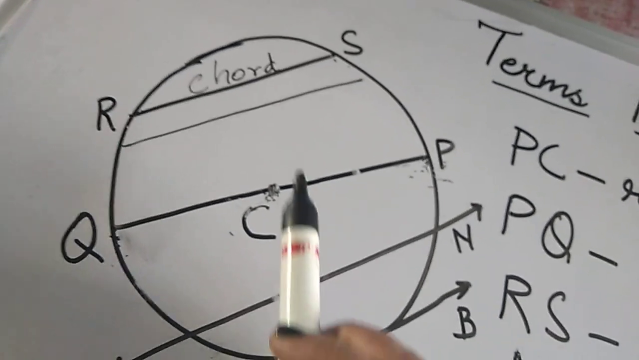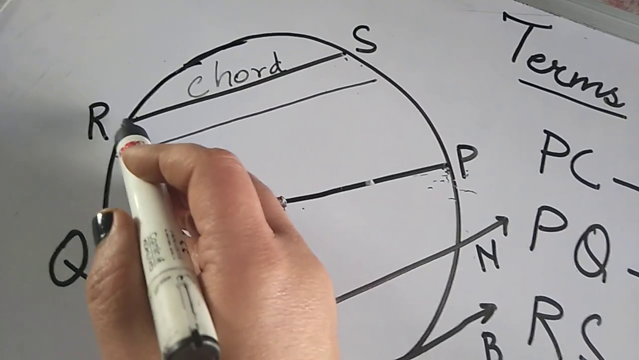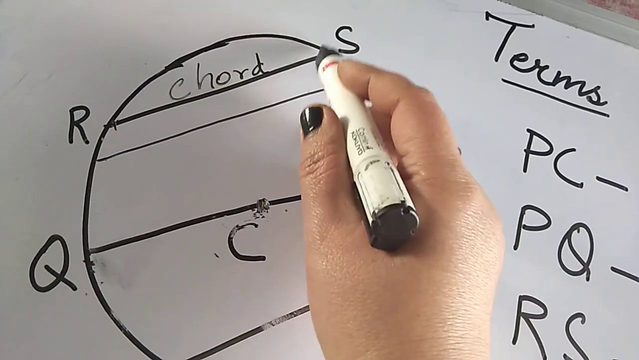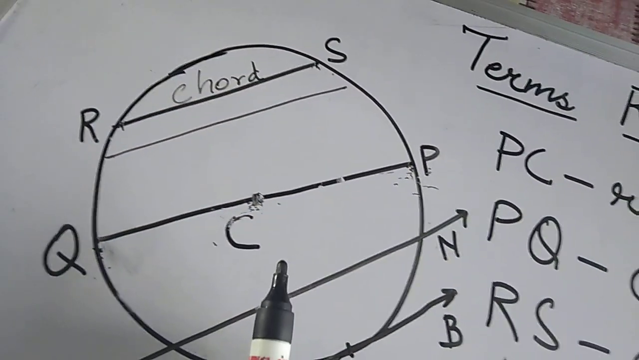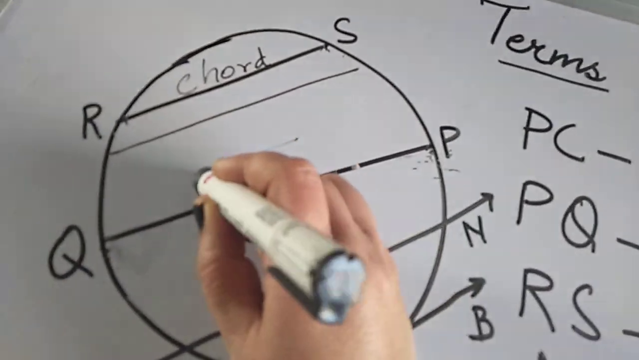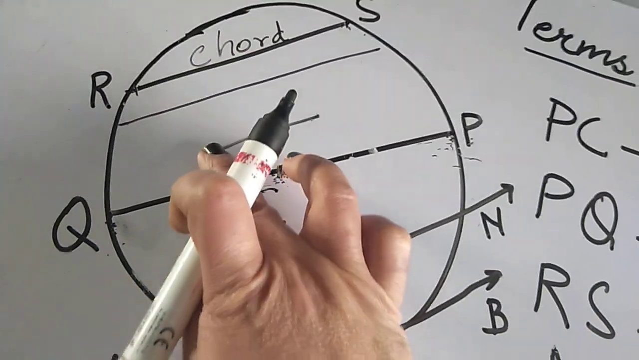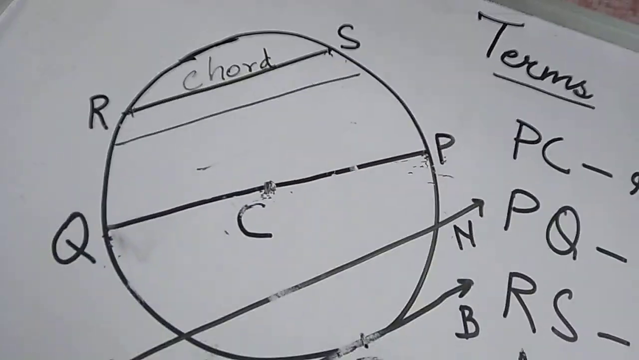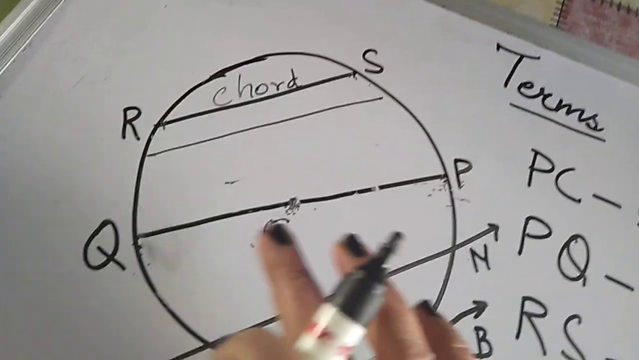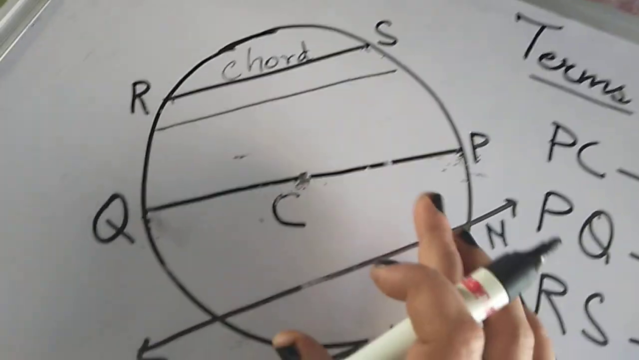What is a chord? A chord is a line which we draw cutting any 2 points on the circumference. But the condition is it should cut on the circumference. You cannot say that this is a chord. This cannot be a chord. Why? Because it is not cutting the circle at any 2 points on the circumference. Clear? So the diameter is also a chord, and it is called the longest chord.